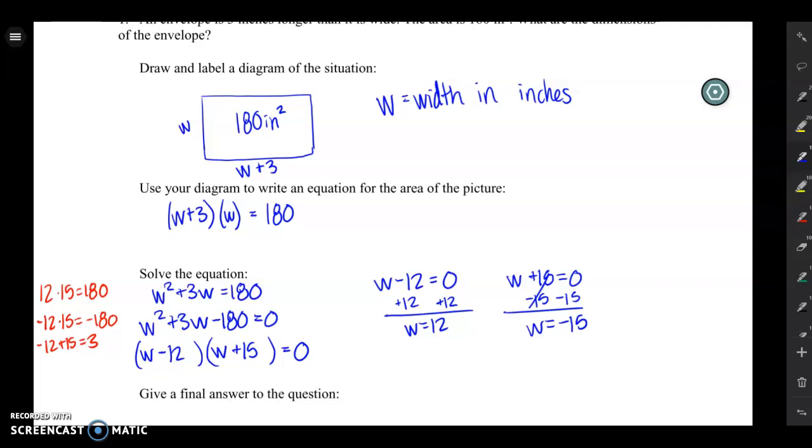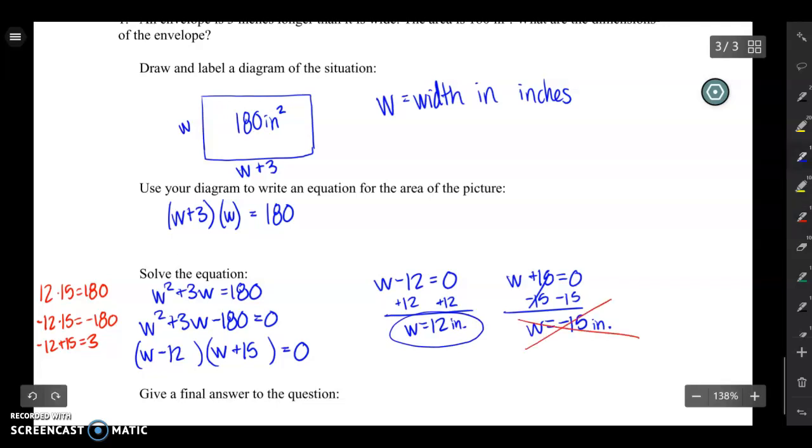Let's talk about a couple of things. First of all, I want to know what the units are for this. I was doing the width in inches, so this is like 12 inches or negative 15 inches. And then I want to remember this W is supposed to represent the width. So the width could be 12 inches. That works. But the width could not be negative 15 inches. So even though negative 15 is an answer to the equation I wrote, it's not an answer to the story problem I'm dealing with. That's why you want to make sure your answer makes sense. Even though the math might say negative 15 is your answer, this is when you have to use your human brain and say, yeah, but negative 15 can't be the width of an envelope.